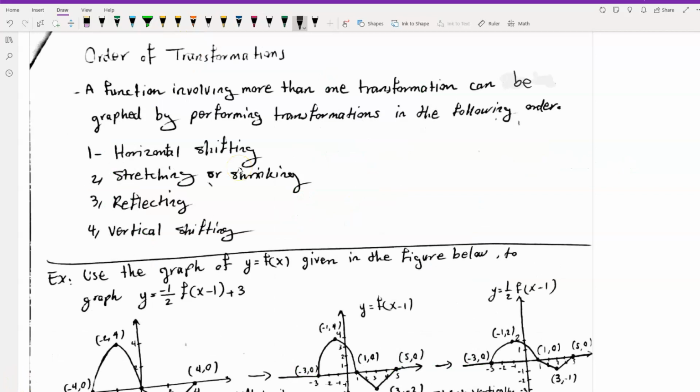Order of transformations. A function involving more than one transformation can be graphed by performing transformations in the following order. The first one, horizontal shifting. Second, stretching or shrinking. Third one, reflecting. And fourth, vertical shifting.